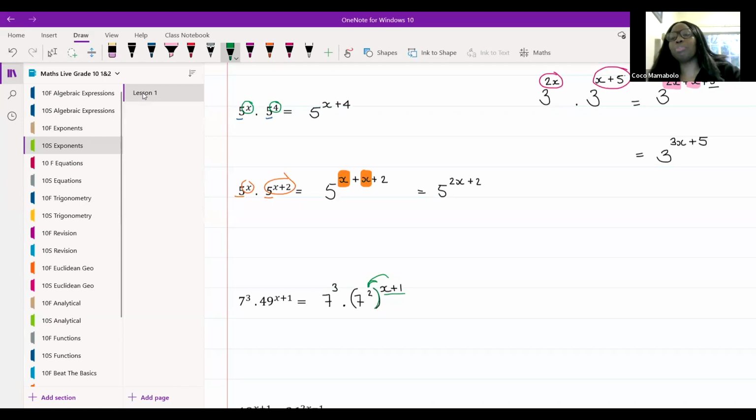We must distribute. We must multiply. Good, Hulani. But now remember that this 2 is multiplying the whole of x plus 1. It's almost like us doing this 2 multiplied by x plus 1. And if we were to multiply this, we would have to distribute, right? So I'm going to end up with 7 to the power of 3 multiplied by 7 to the power of 2 times x will give me 2x, and 2 times 1 will give me positive 2.